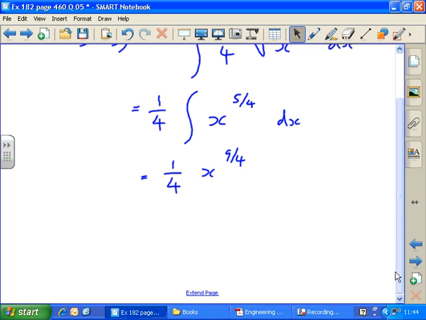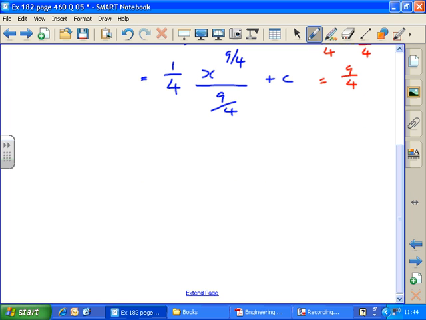What's happening here is, to get from here to here, we're doing 5 quarters plus 1, which is the same as 5 quarters plus 4 quarters, which is 9 quarters. So that's what's going on there. So add 1 to the power, we get 9/4 divided by 9/4 plus c. Of course, as in part A, dividing by 9/4 is the same as multiplying by 4/9. So we get a quarter x to the 9 over 4 times 4 over 9 plus c.